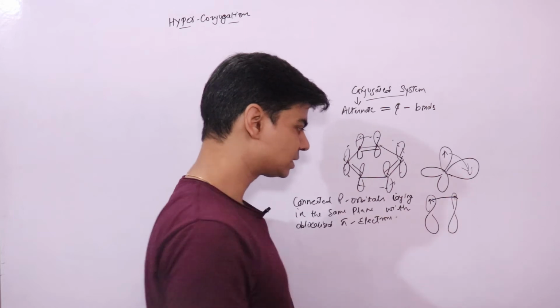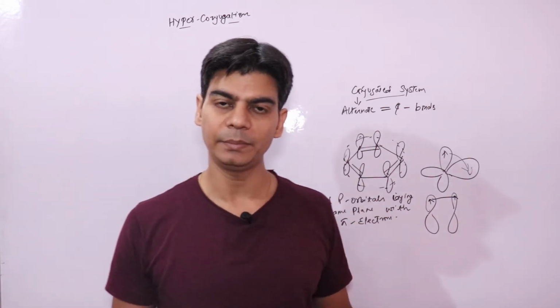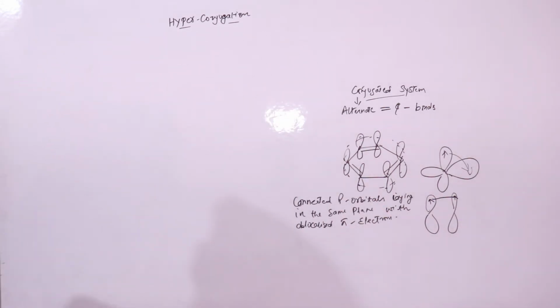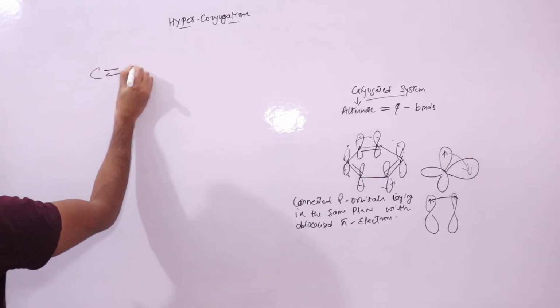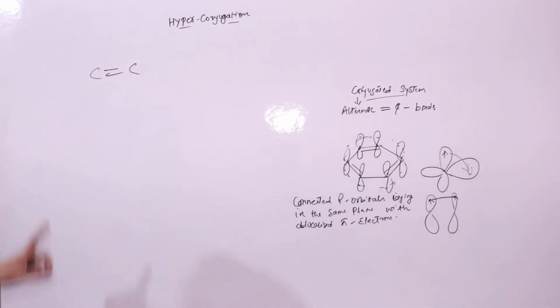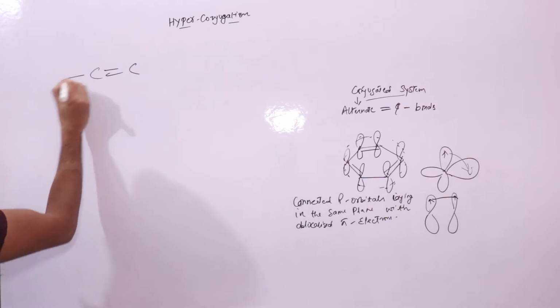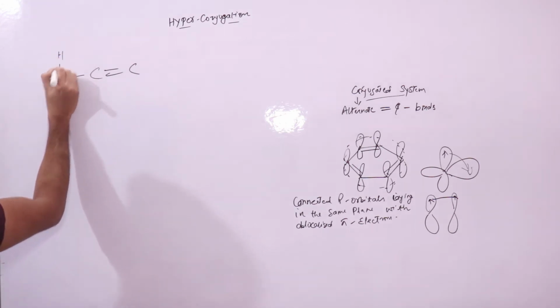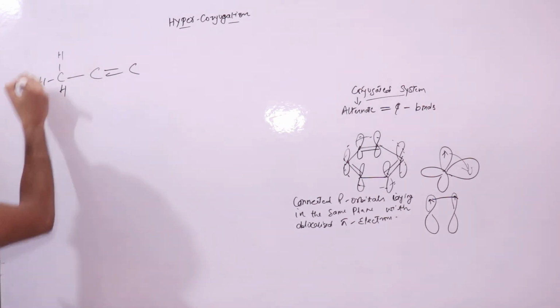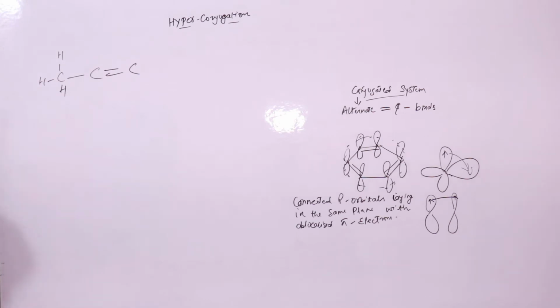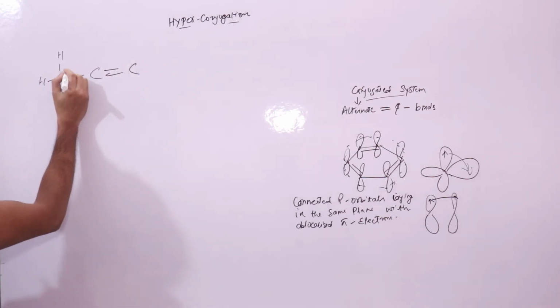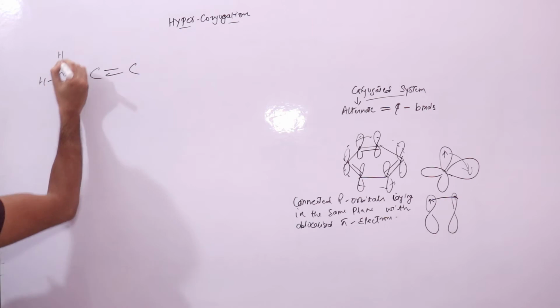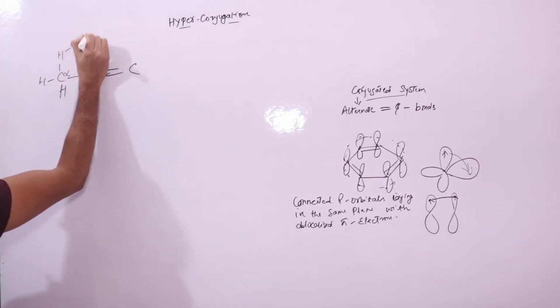Now a similar thing can be seen if you have a double bond, and to this double bond, to this unsaturated system, you have this kind of arrangement. This is your alpha carbon, and this is your alpha hydrogen.